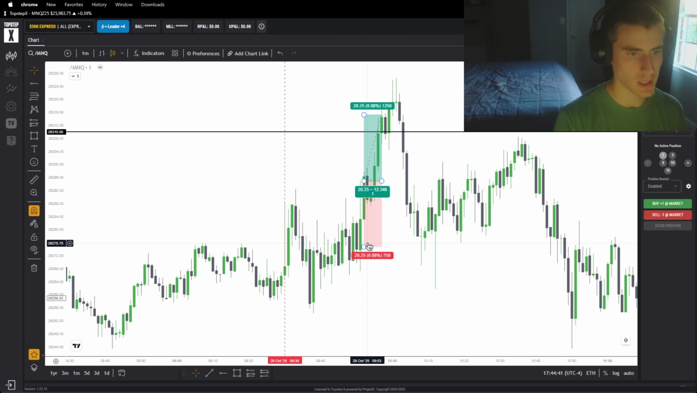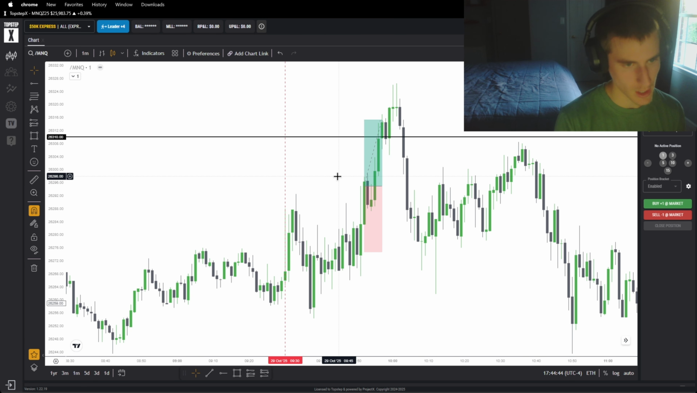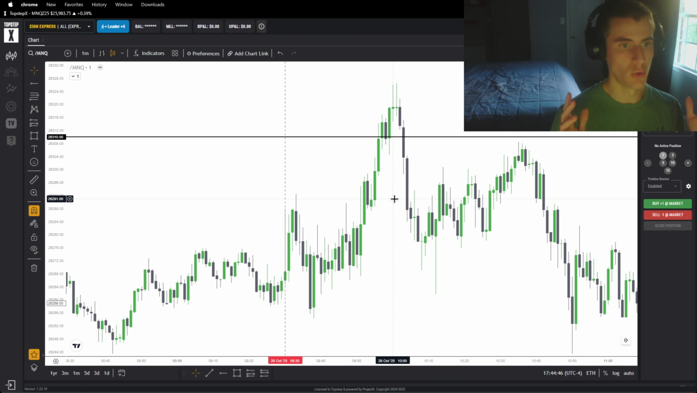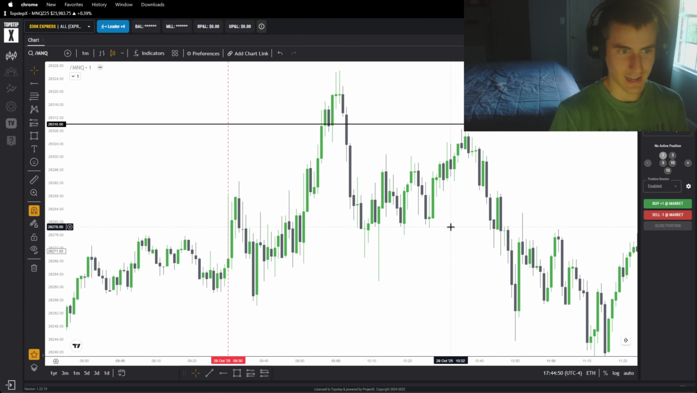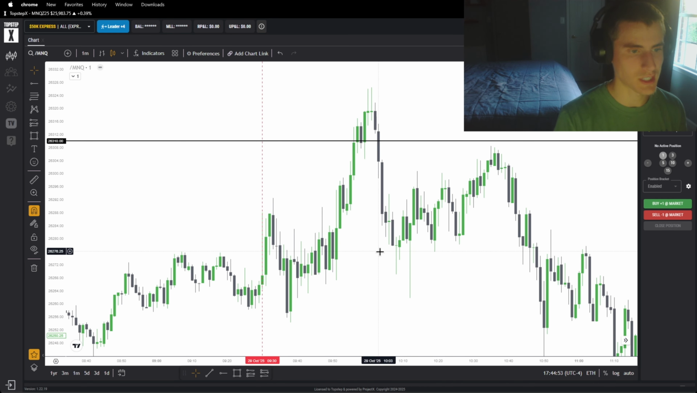This is like the ugliest discretionary trade I've ever seen, but it's okay. After that, what do we do? We sweep all-time highs, we dump, and we chop. It's so simple. Every single time we meet a high time frame draw on liquidity, we either reverse or we start chopping, we continue to chop.